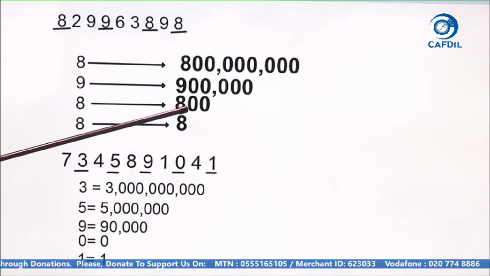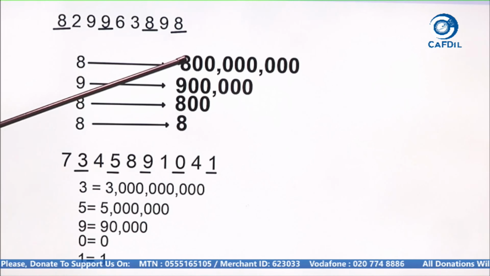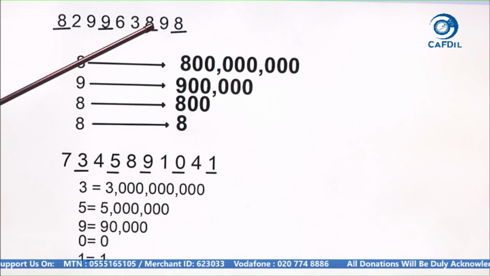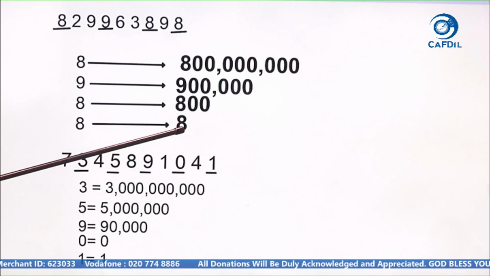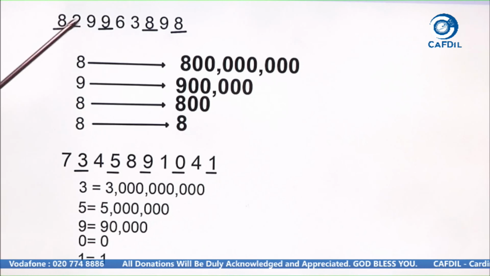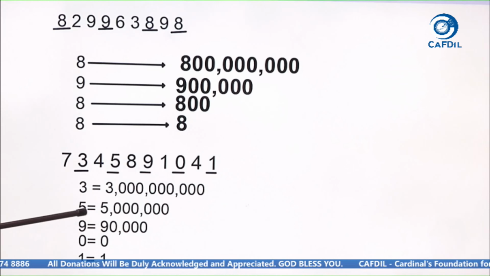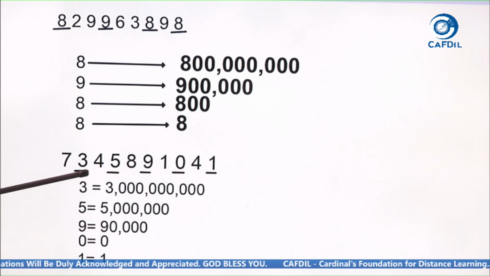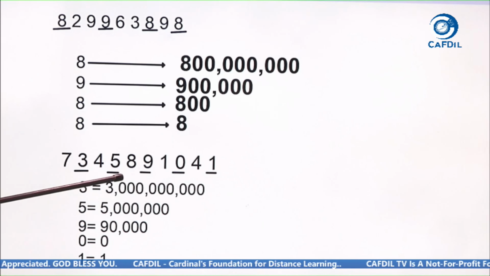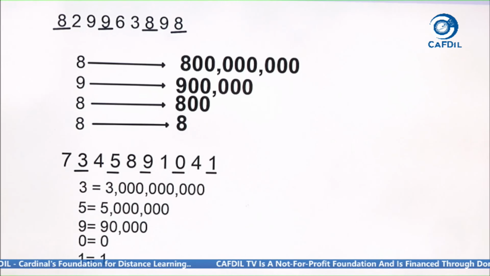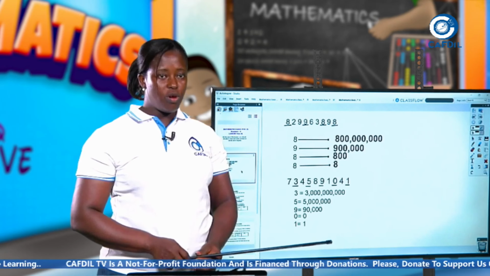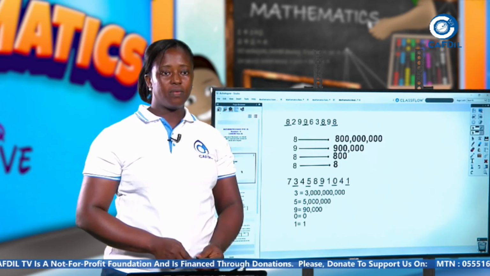You see, the values are not the same. The value for the first 8 is different from this one. And then the last 8 is just 8 ones. So it is 8. Each of them is different. All right. So this is the 3, this is the value. The 5 is here, 9, 0, and then the 1. I hope you were able to do it. If you are not able to do it, don't worry. Just look at it and then correct yourself.